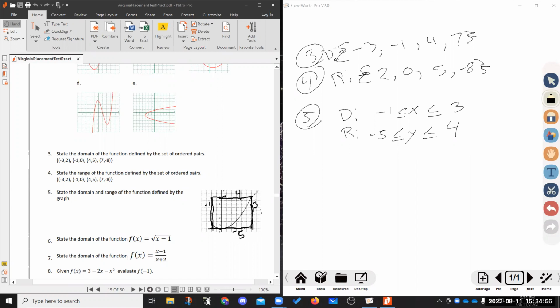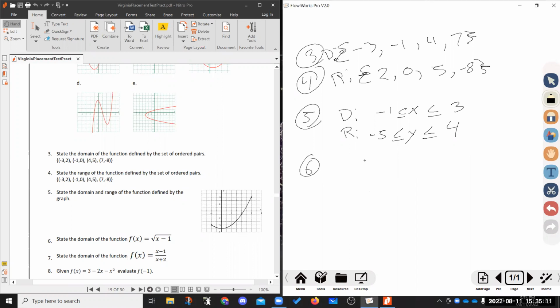Sometimes a function is unbounded on one side, it goes on forever. And I might need to use a symbol for infinity or negative infinity for that. Talk about that a little later. Actually, we'll talk about that right now.